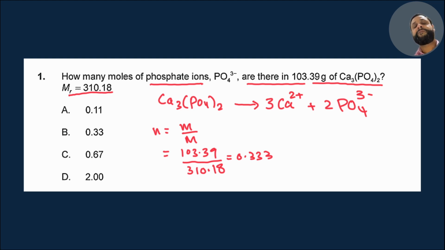In 1 mole of calcium phosphate, there are 2 moles of phosphate ions. So hence we need to multiply the moles of calcium phosphate by 2 to work with the moles of phosphate ions, and that gives us 0.666. Let's look at the options. So option C, if we round it, 0.67 is the correct answer.